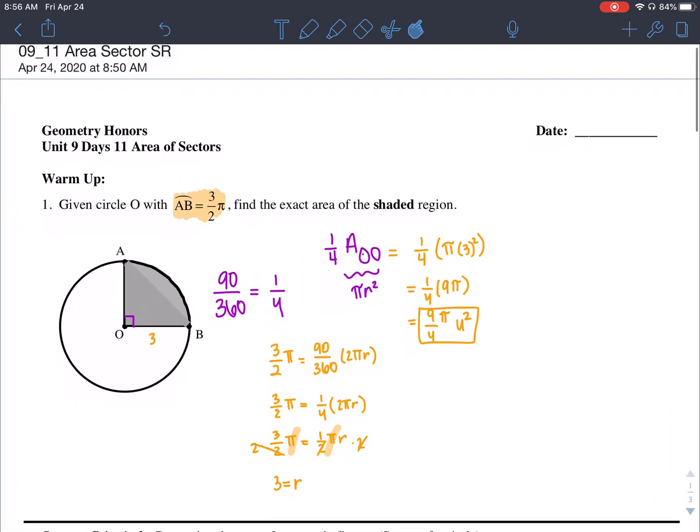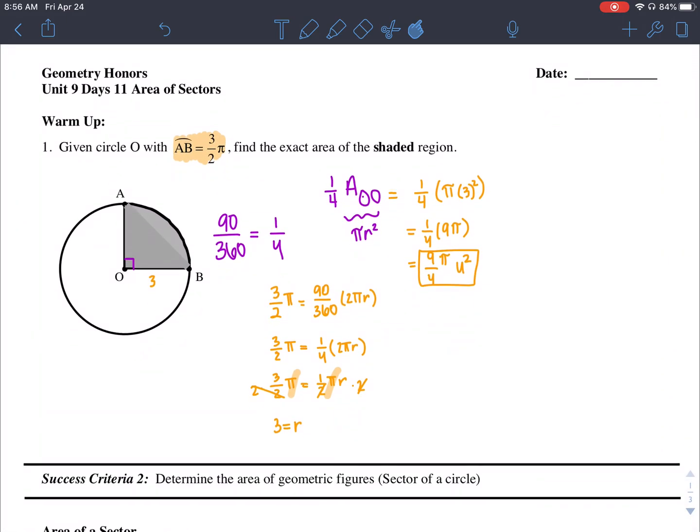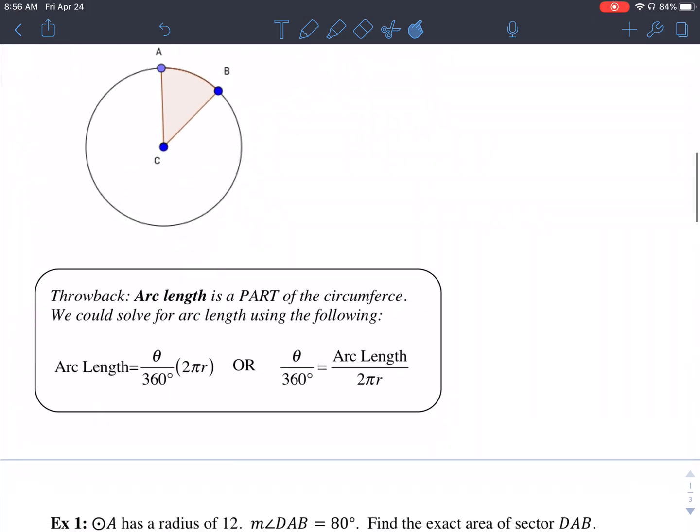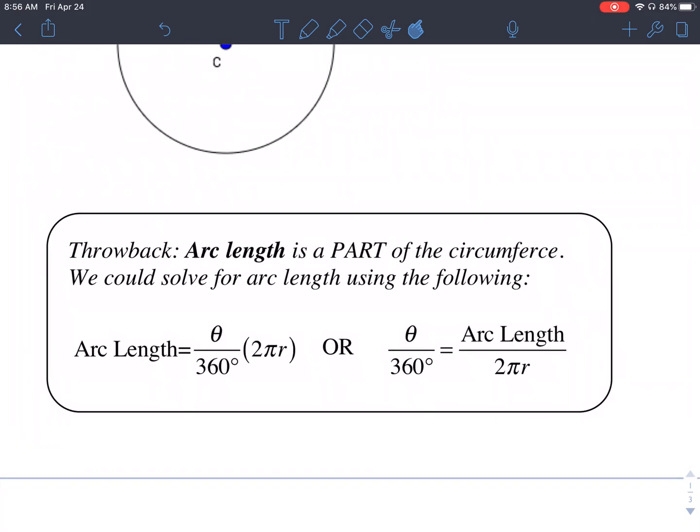So that shaded region is actually an example of what we call a sector. A sector is just a region bound by two radii and an arc of the circle. So it's really just part of the area of a circle, just like arc length was a part of the circumference. So we're actually going to use that logic to develop our two formulas. We have two formulas we could use. You're probably going to lean more towards one of them just because it looks more familiar.